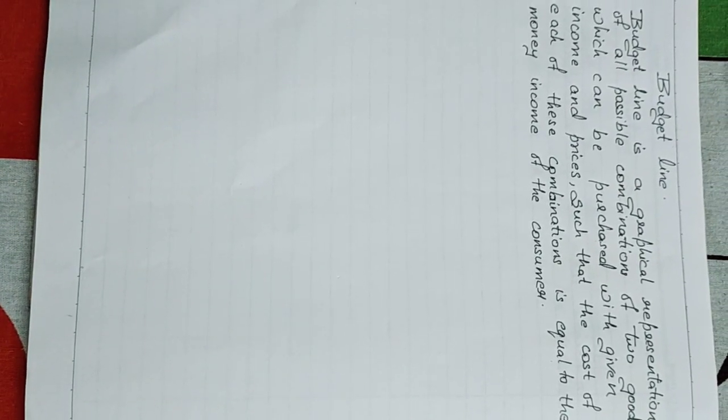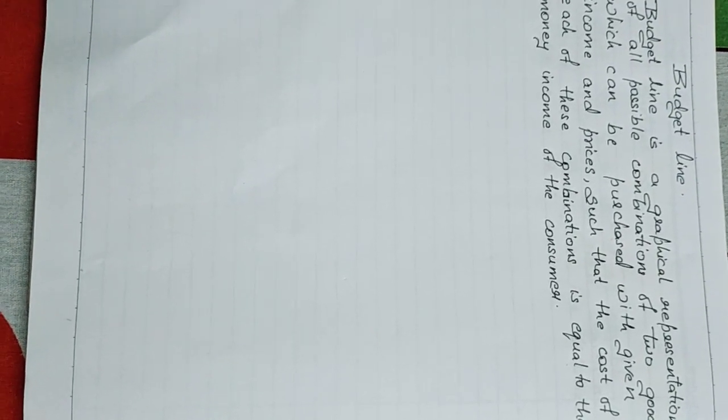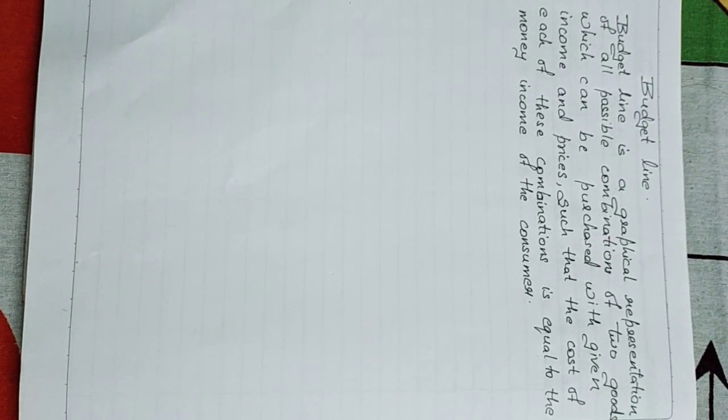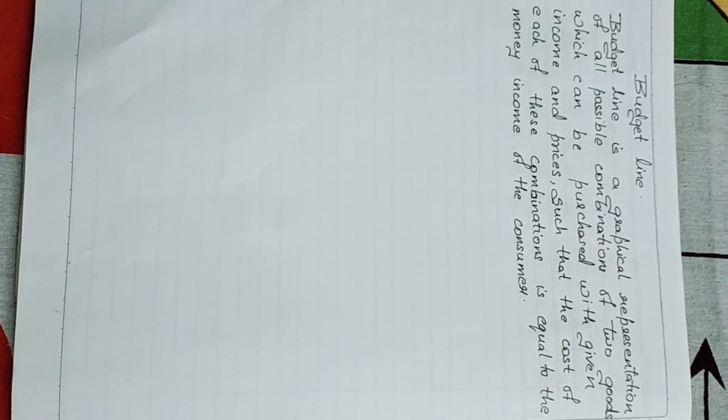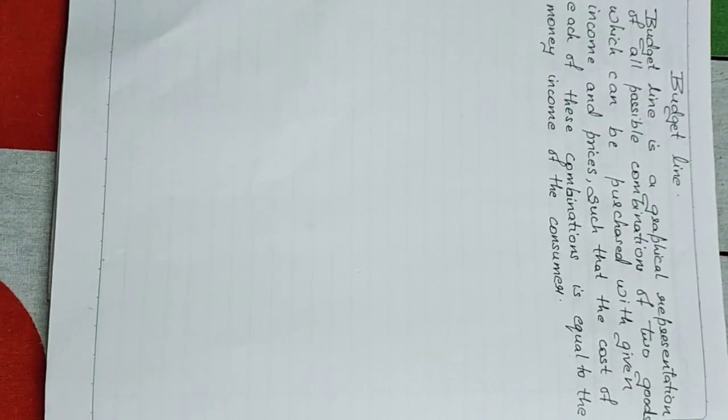So budget line is a line which shows my budget. Whatever is the position of my budget, that is, with my income how much I can purchase, or how many combinations of two goods I can purchase. So this is budget line. Now we can see one example.